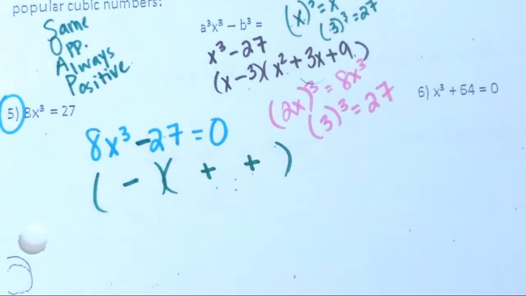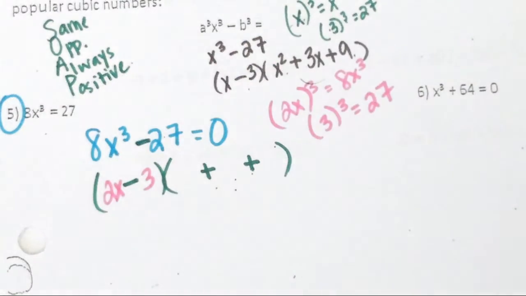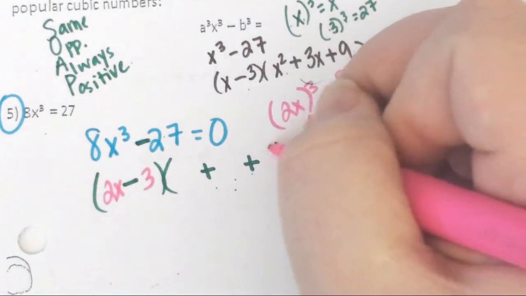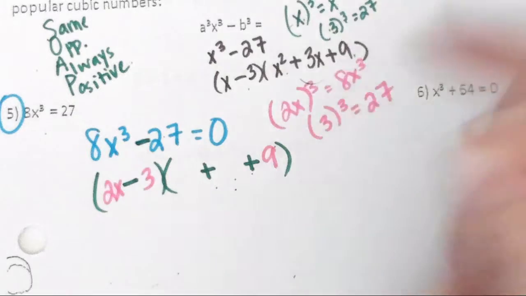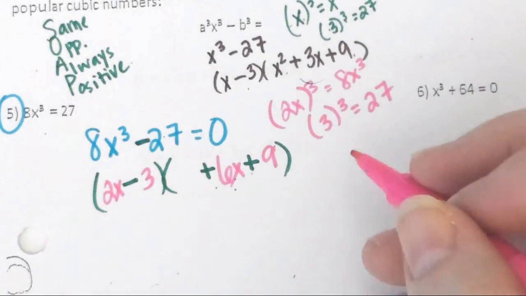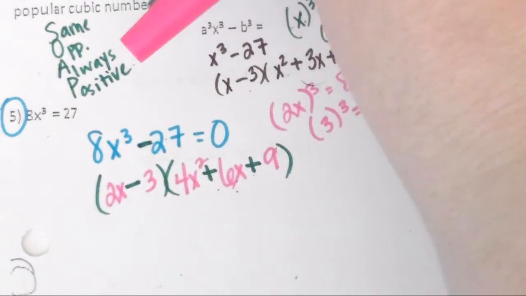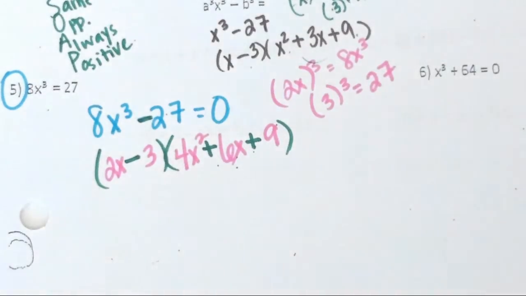So we're still doing the same thing. So I actually know how to fill this in. It's going to be 2x minus 3. 3 squared is 9. 2x times 3 is going to be 6x. 2x squared, well, I gotta think that through. 2 squared is 4, x squared. Whew. So let's think that through again, because that was deep.